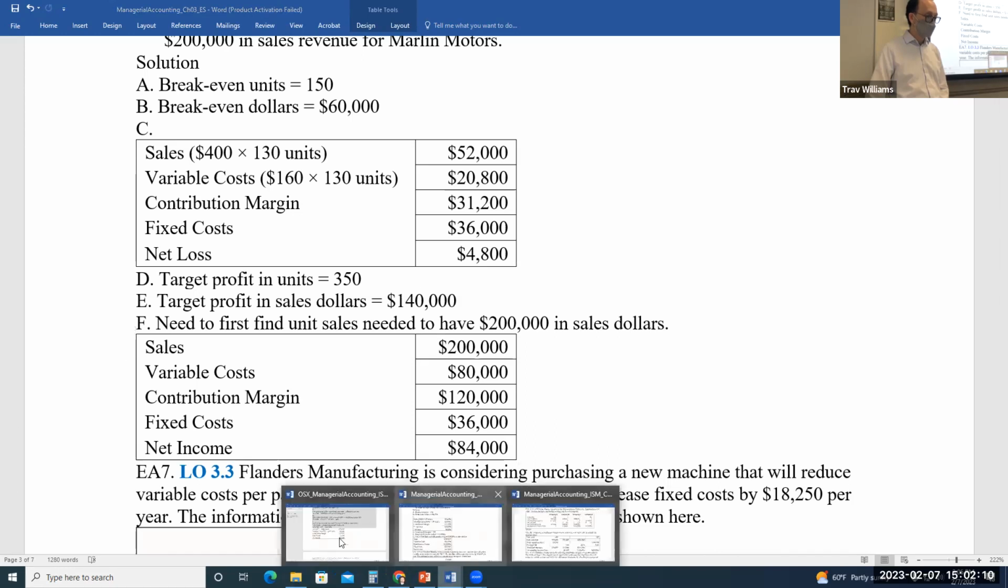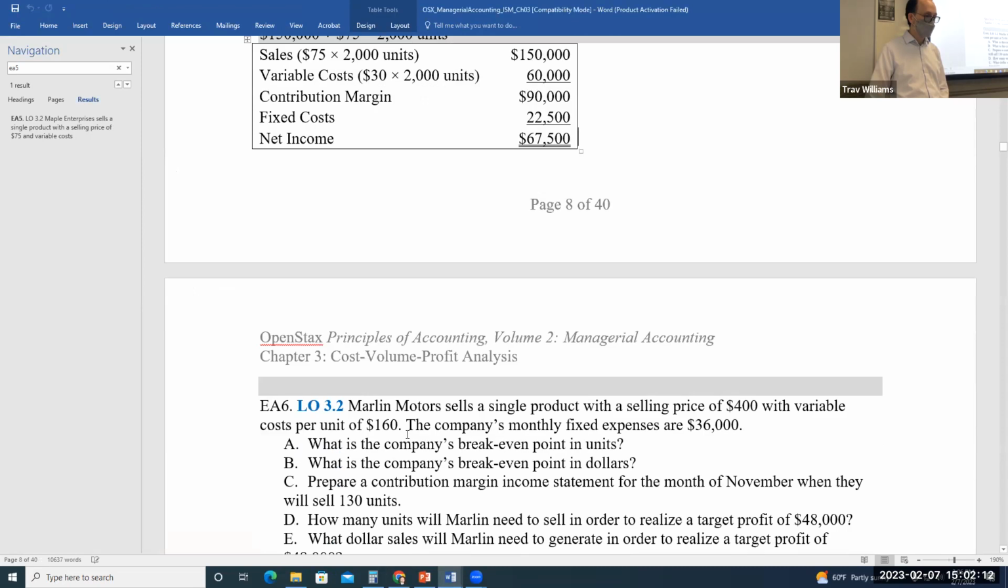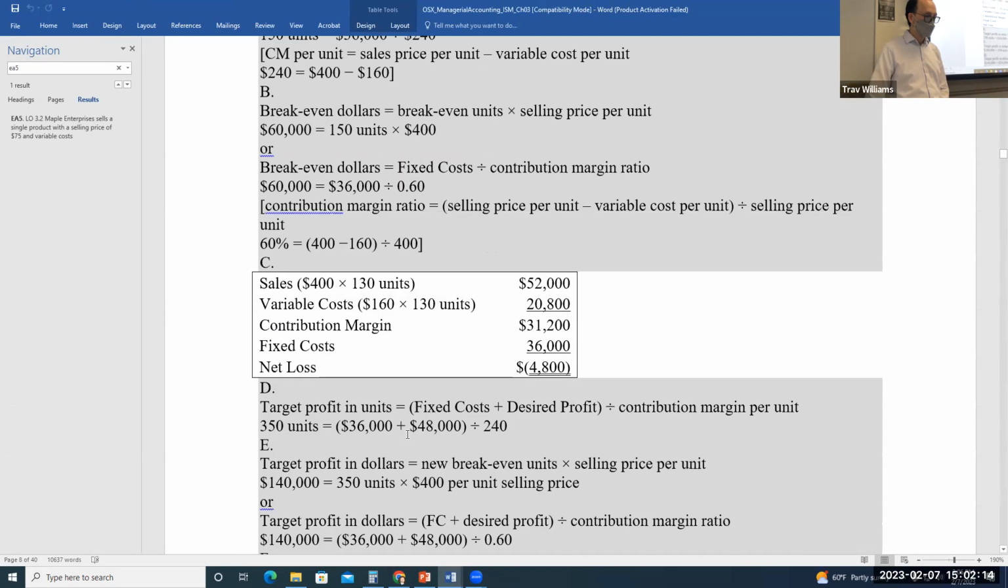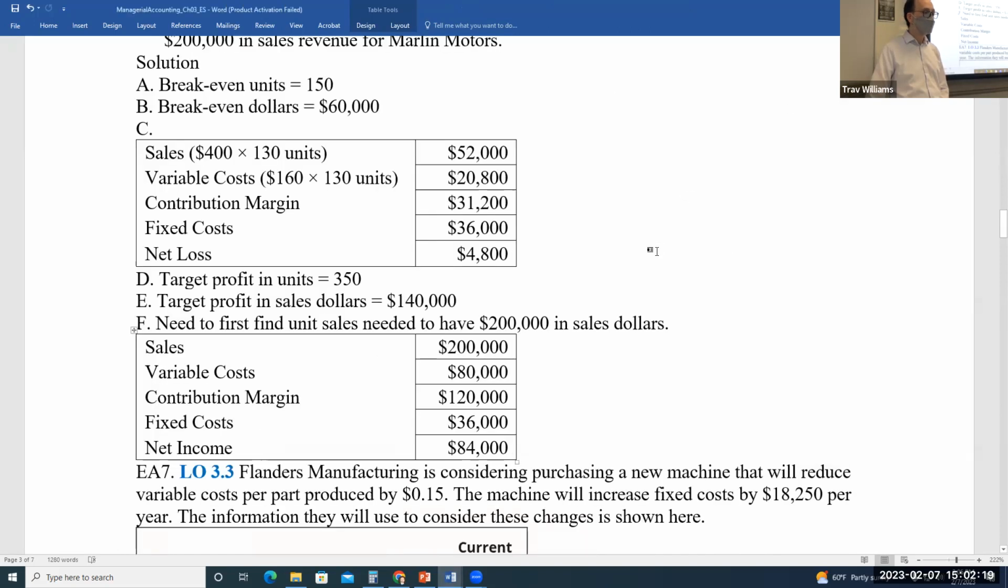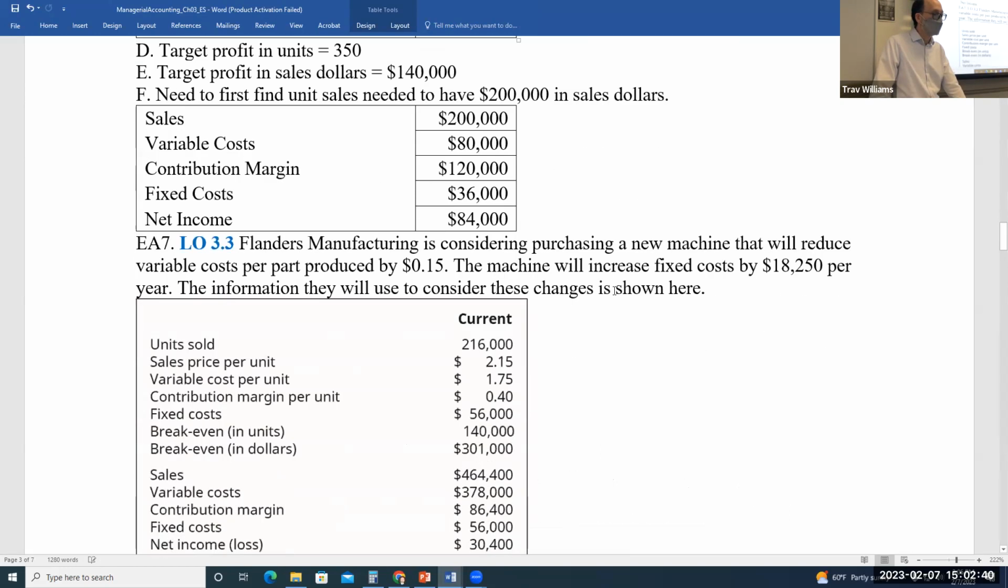All right, any questions? Okay, 84,000, looks good. So when we increased sales from 130 units to 350 units, we went from losing $4,800 to an $84,000 profit. All right, so let's go on to number 7.